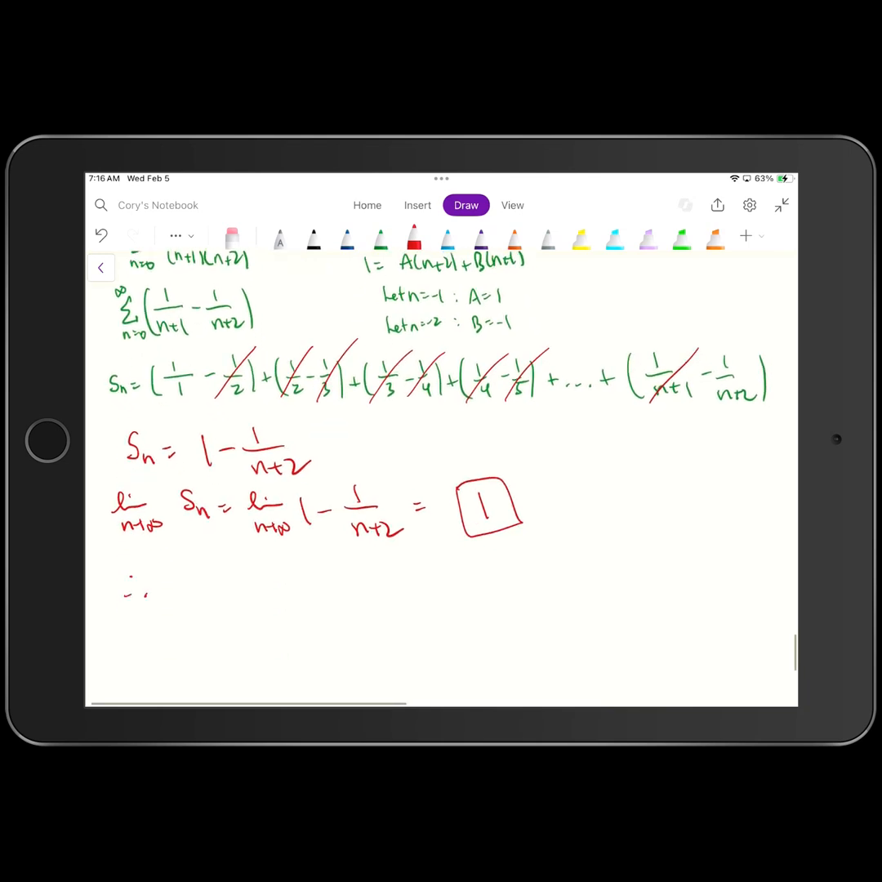Therefore, the series converges and its sum is equal to 1 by the nth partial sum test.